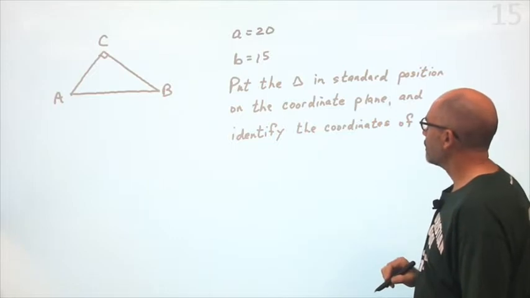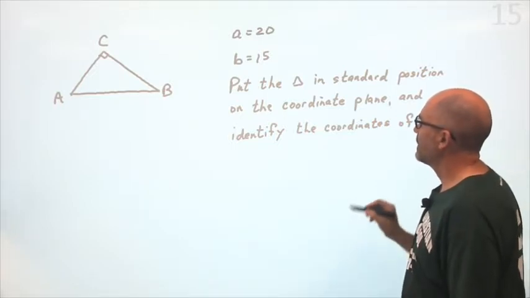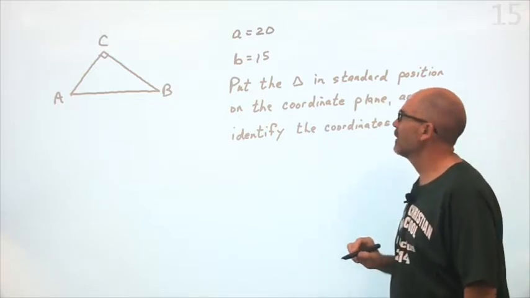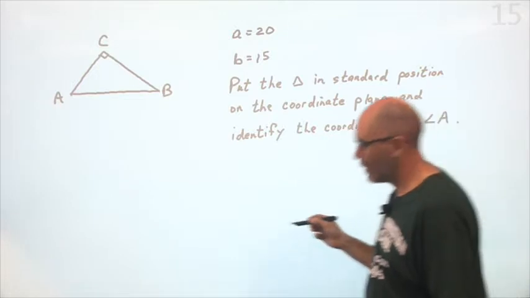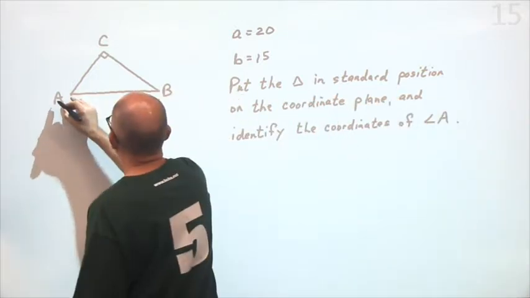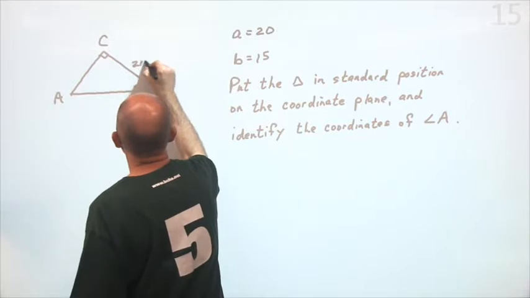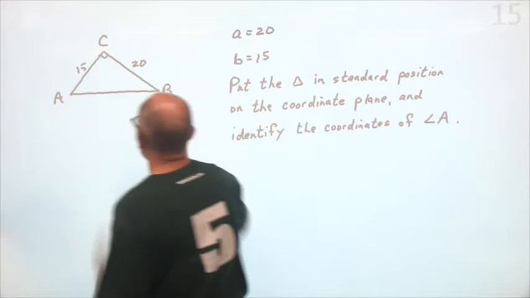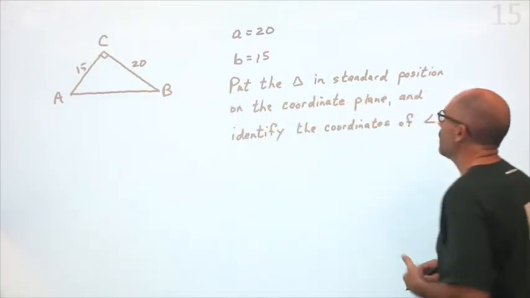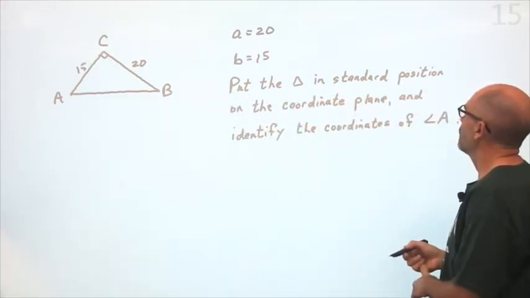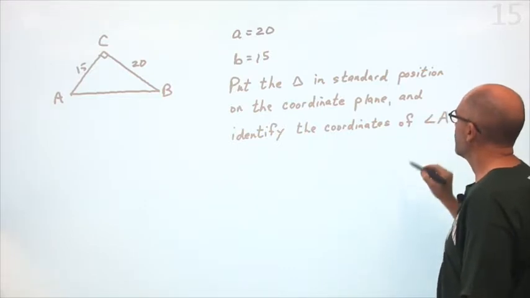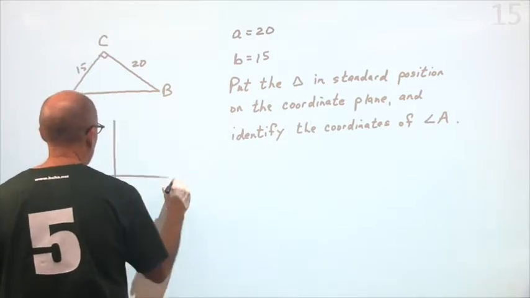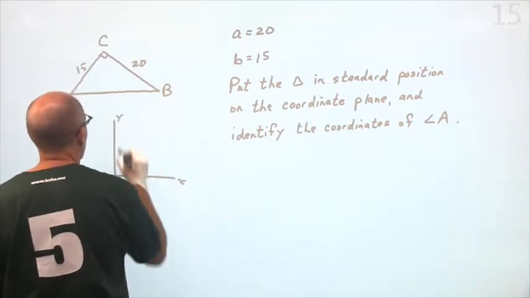Now, we're given a triangle ABC, and we're told that side A is 20 and side B is 15. So, what's 20? Well, it's the opposite side of angle A. So here's our 20 right here. And then side B is 15. That's the opposite side of angle B. Now, what they want us to do is put the triangle in standard position on the coordinate plane. Okay, well, here's our coordinate plane. Here's our x, here's our y.